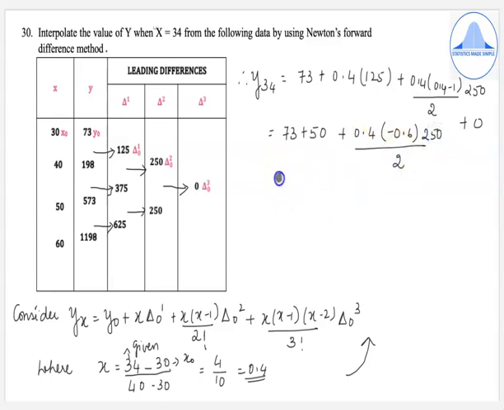Which is equal to 123. If I simplify this, plus into minus is minus, I will get 30. So the final answer is therefore y at 34 is equal to 93.